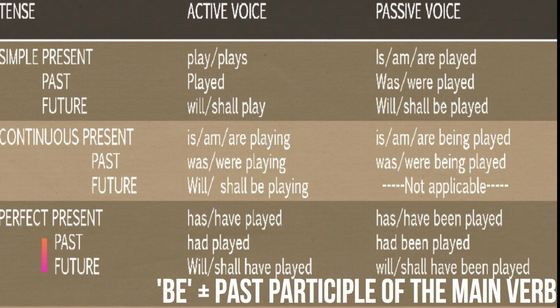Let's move further and see what about the future continuous tense. In the active voice, will or shall be playing is the verb form of the future continuous tense. But in the passive voice, there is no passive voice in this tense. It's not applicable. We can say there is no passive verb formation for this tense. That's the future continuous tense.